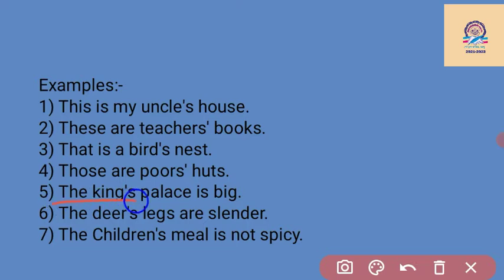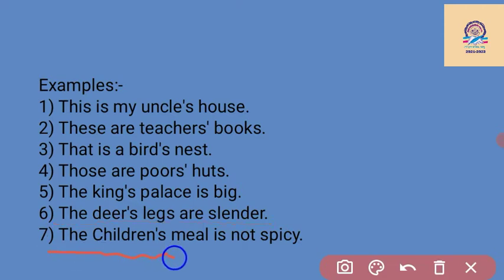Then, the king's palace is big. Here we are talking about one singular noun, that is king, so we have to apply apostrophe s after king. Then the sixth example, the deer's legs are slender. Here the noun is plural, but the plural of deer remains deer. So we apply apostrophe s after the noun deer. The legs show the relationship with the deer.